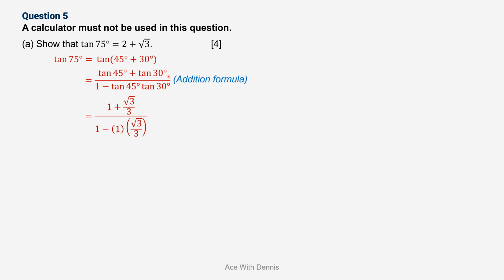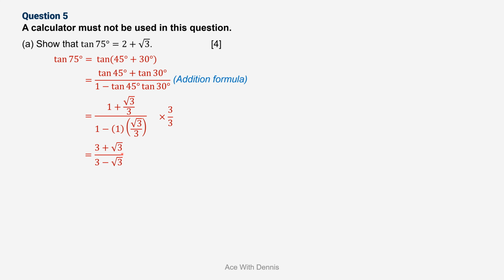So they are special angles here. So substitute into this expression, right? We have 1 plus root 3 over 3 over 1 minus 1 times root 3 over 3. Okay, then from here we can multiply 3 over 3 here so that we can eliminate the fraction here over 3. So we have 3 plus root 3 over 3 minus root 3.